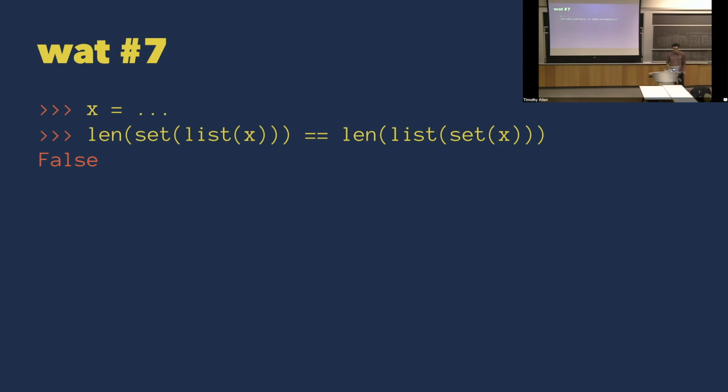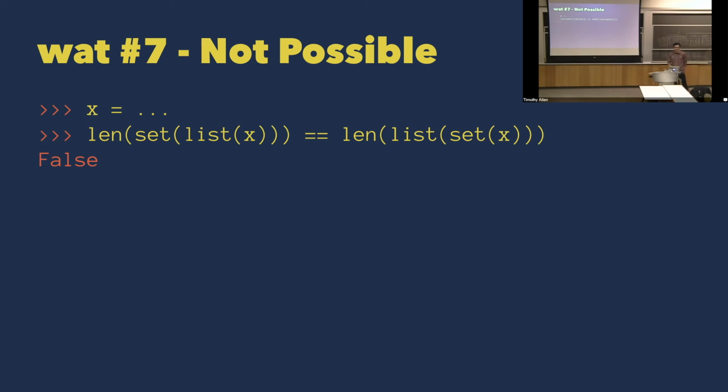Number 7. Can I create a sequence x such that when I cast it to a list, then to a set, and get the length of it, it's not the same as first casting it to a set, then casting it to a list, and getting the length of it? Does anyone know this one? This one is definitely not possible.